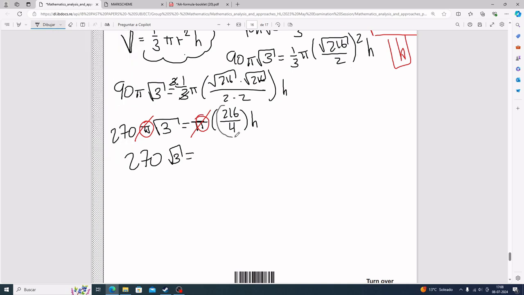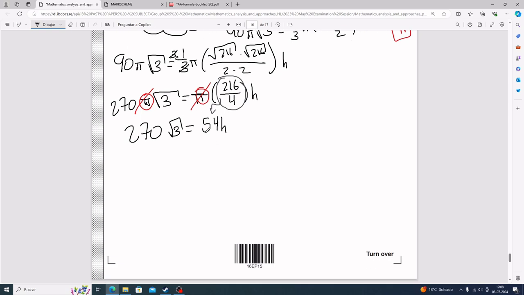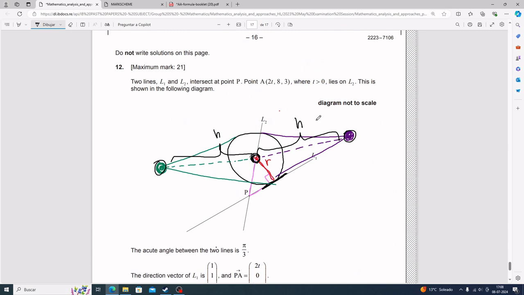After a long time of thinking and figuring it out, you will discover that it's 54. So 270 square root 3 equals 54h. Divide by 54 on both sides in order to get h alone. H equals 270 divided by 54, which is going to give you, let me do some big brain maths, 5. So you end up with h equals 5 square root 3. Boom, look at that. You just found that h equals 5 square root 3.